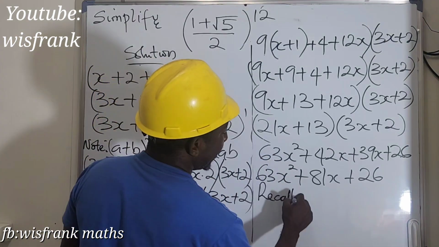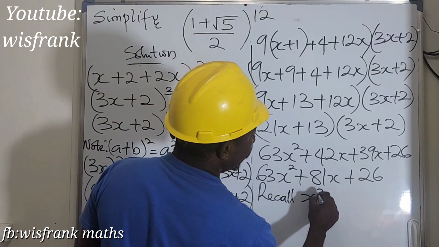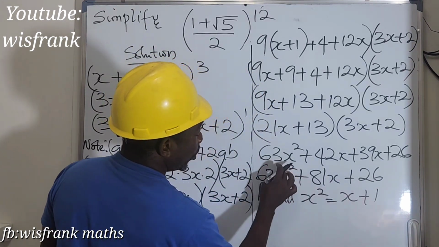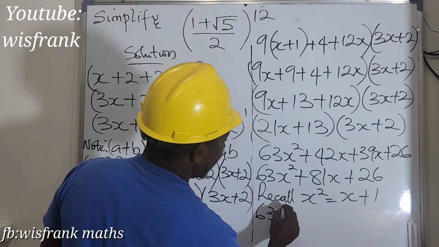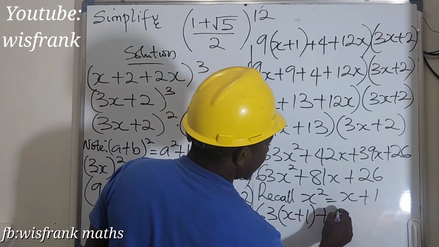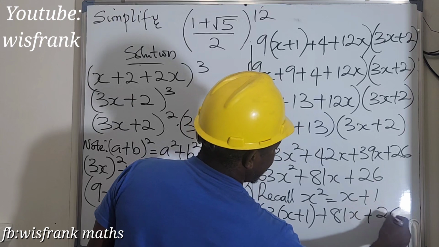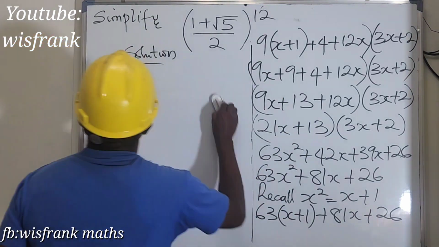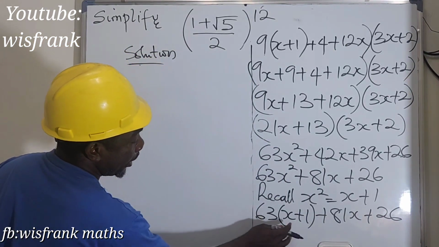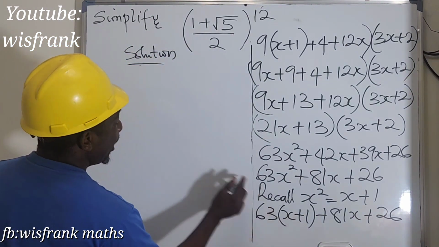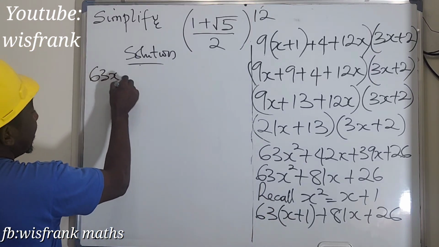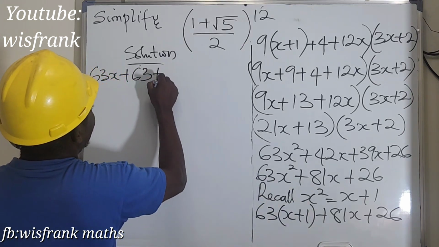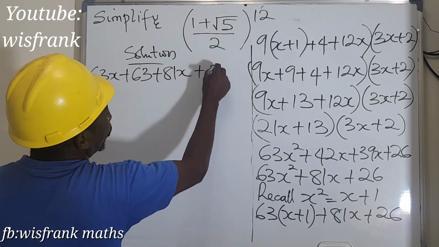Then here we recall that from equation 3, our x squared equals x plus 1. So we are going to substitute x plus 1 into what we have here. So it becomes 63 into x plus 1 plus 81x plus 26. So here we are going to expand this. So as we clean this, expanding this will give us 63 times x, which is 63x. Then 63 times 1 will give us plus 63. Then here we bring down plus 81x plus 26.